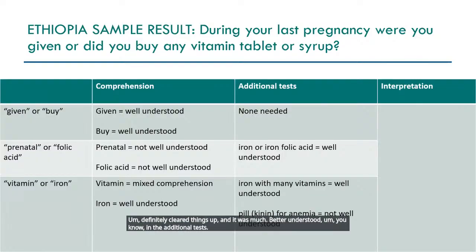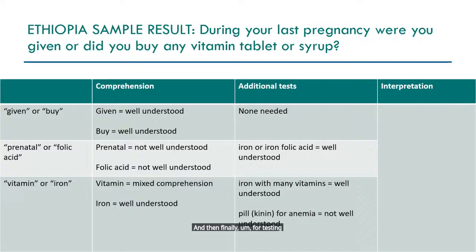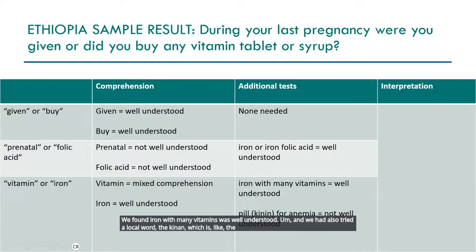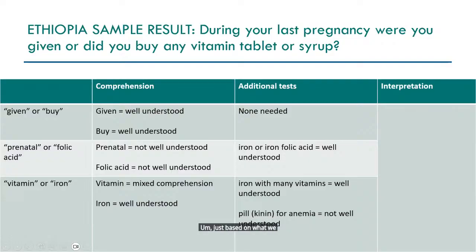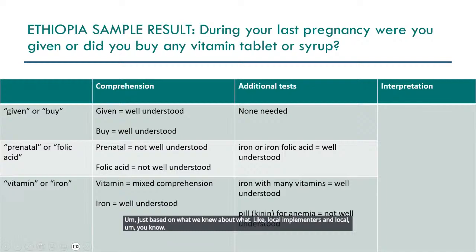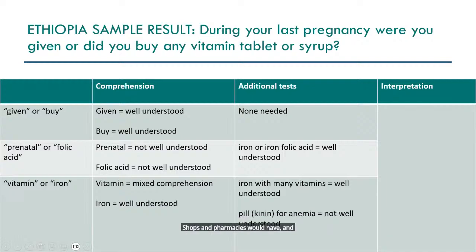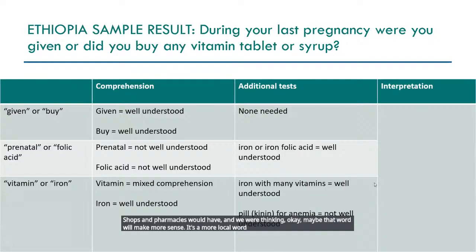And then finally, for testing vitamin and iron another time, we found "iron with many vitamins" was well understood. We had also tried a local word, the kinin, which is the word for pill, a pill for anemia, just based on what we knew about what local implementers, local shops and pharmacies would have. We were thinking, okay, maybe that word will make more sense. It's a more local word, but it was not well understood. Next slide.